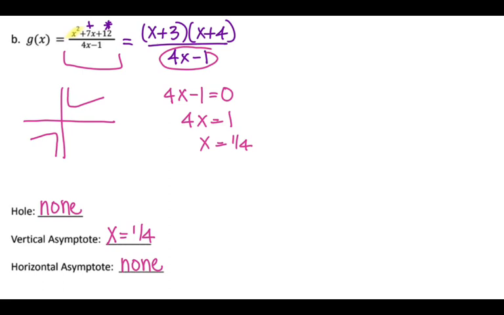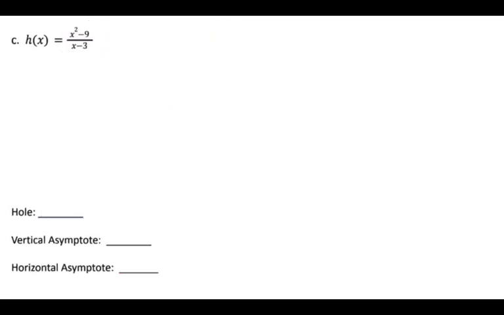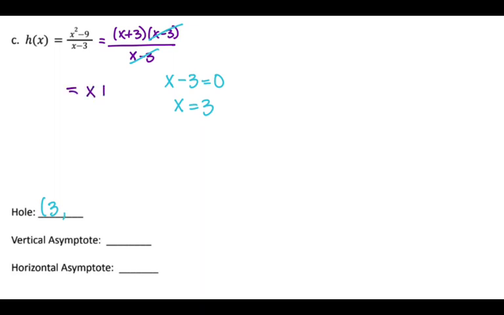All right, last one. Again, I'm going to start by factoring. So this becomes x plus 3, x minus 3 over x minus 3. And I notice my x minus 3s are going to cancel, which is going to leave me with a hole. So I'm going to go ahead and set the factor that does cancel equal to 0, and I get x equals 3. So that means the x-coordinate of the hole is 3. For the y-coordinate, I need to look at my leftover function.